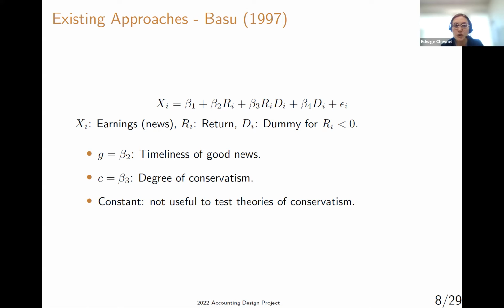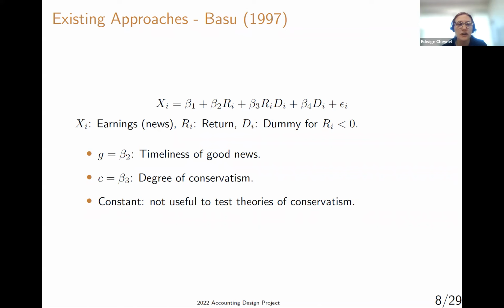The coefficients of interest here are constant. The way it is done with the Basu is just a pooled time series regression, and in this context beta 2 and beta 3 are constant. So they are not really useful if you want to use this measure in another type of framework. We will care about beta 3, which measures the degree of conservatism. This is the C that we will refer to down the road. And beta 2 is the timeliness of good news, which people typically refer to as G.